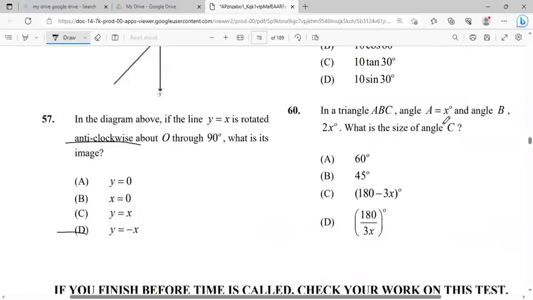And the final one, in a triangle ABC, A equals x and B equals that. So we add both angles. Since they are x terms, any triangle has 3 angles, so this is 3x. The first two add up to 3x. So what we do is say 180 minus 3x, and that will give us the third angle. And that will be the final one.